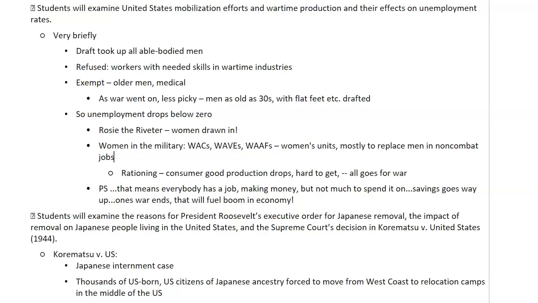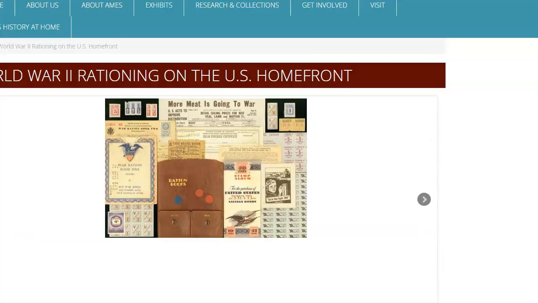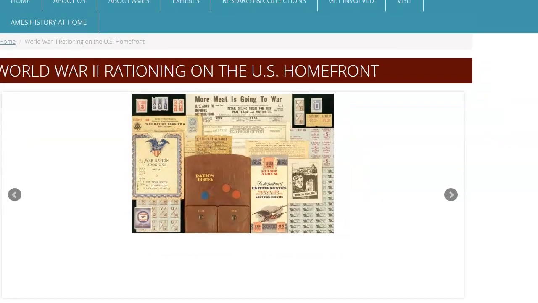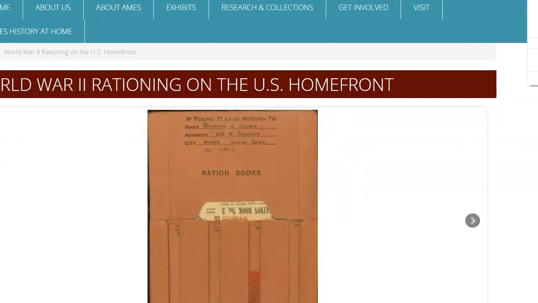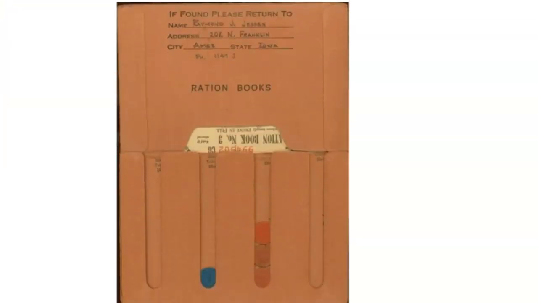I should point out, rationing was a big part of the period. So I'll show you this. This is a nice website here. This is the American History Museum, which has a lot of good stuff on it. But I'll just pull this up for you here because this is worth looking at. Yeah, that's good. So rationing was a thing.